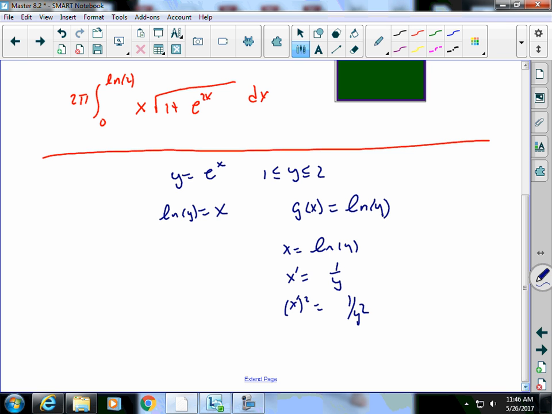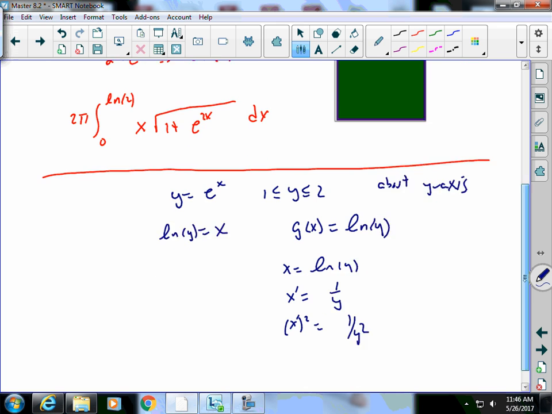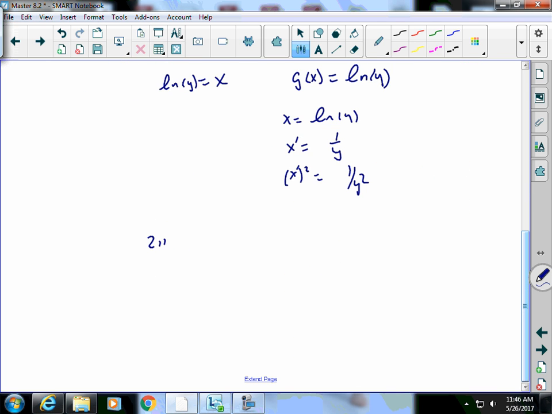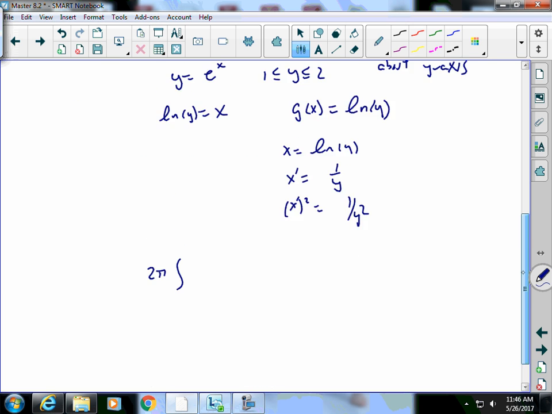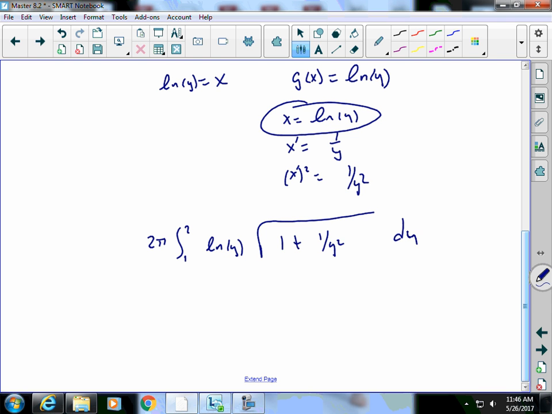So now I'm rotating about the y-axis. I didn't change what I was rotating around. I'm rotating about the y-axis. I'm in terms of y, so then I use my function. I'm in terms of y, 1 to 2. My f of x is just the natural log of y, right? Because I'm using my function times 1 plus 1 over y squared dy. So hold on for a second.